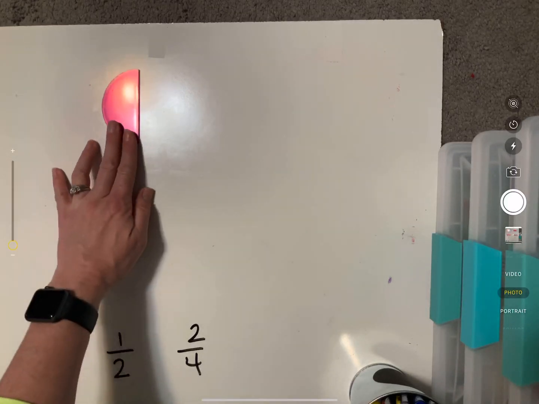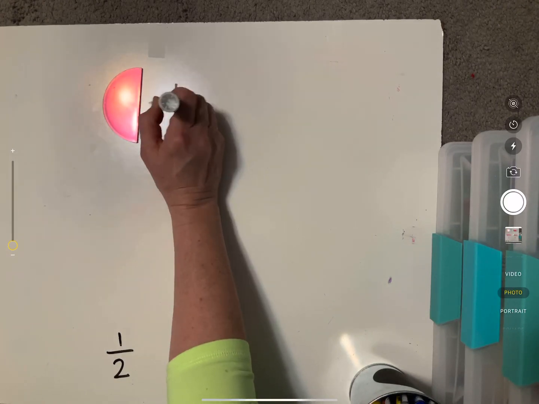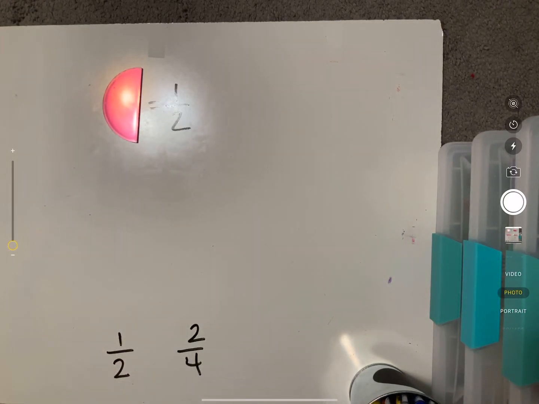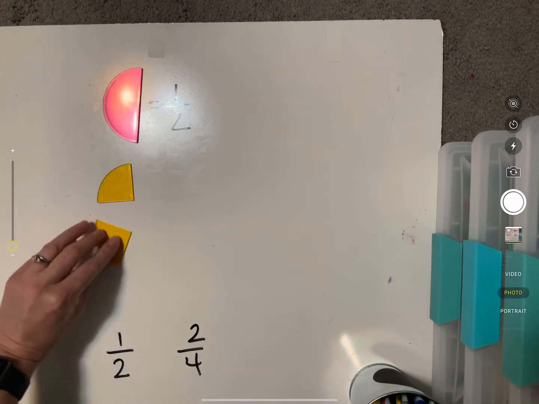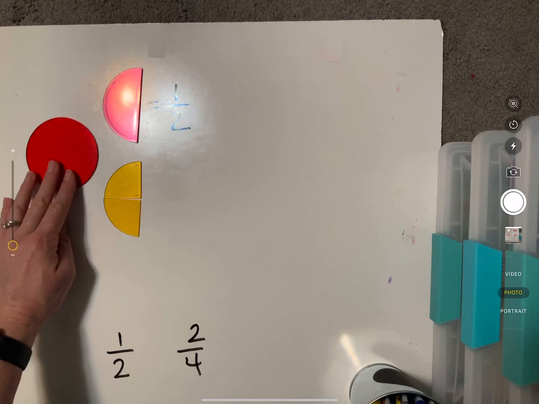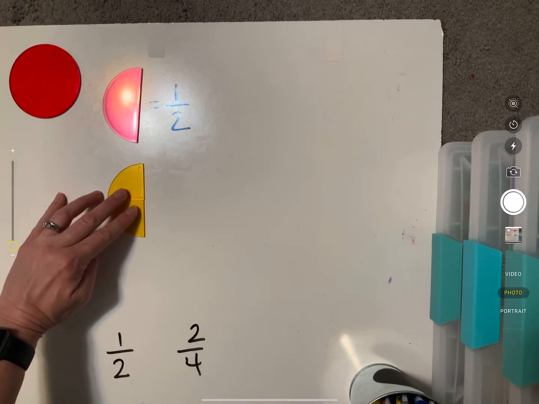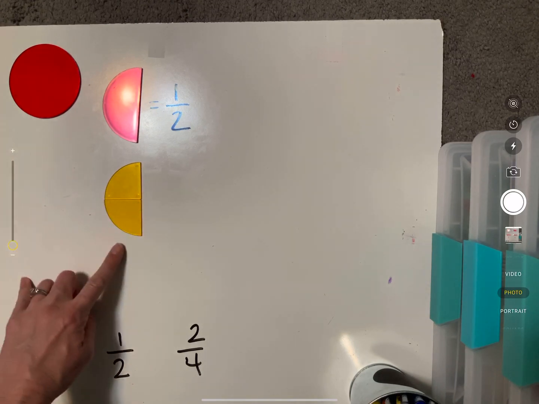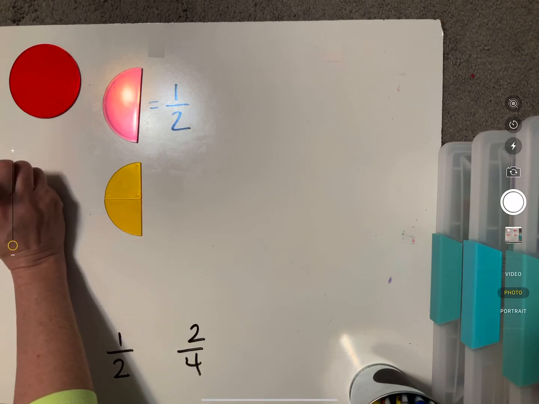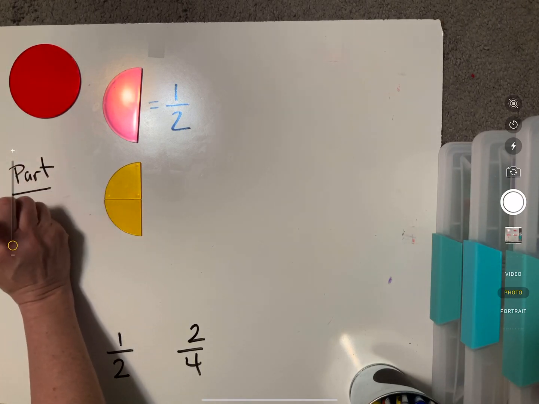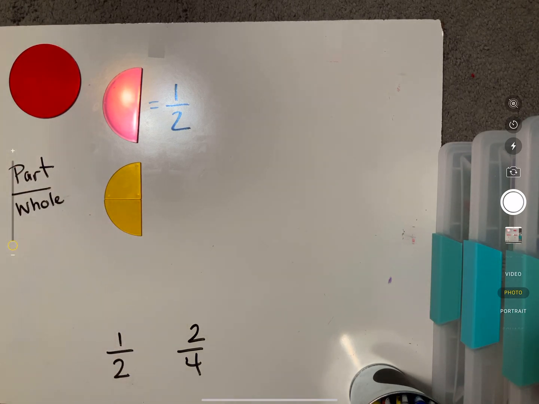So if I have my pink half, this is going to be equal to 1/2. And if I take these pieces, which are fourths, because if I were to build a whole, remember my whole is this circle, it would take 4 of them. So anytime you have a fraction, you have part over whole. Just like we talked about when we did NFL fractions.